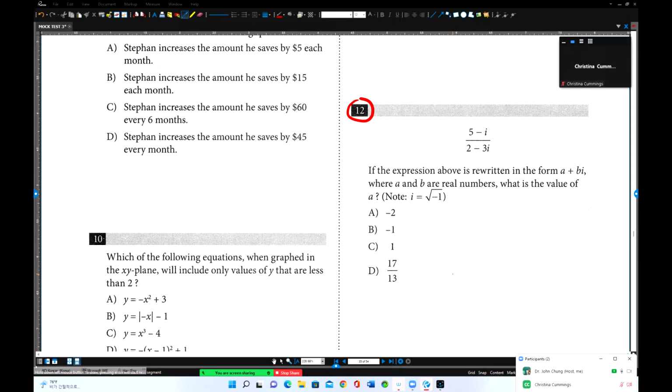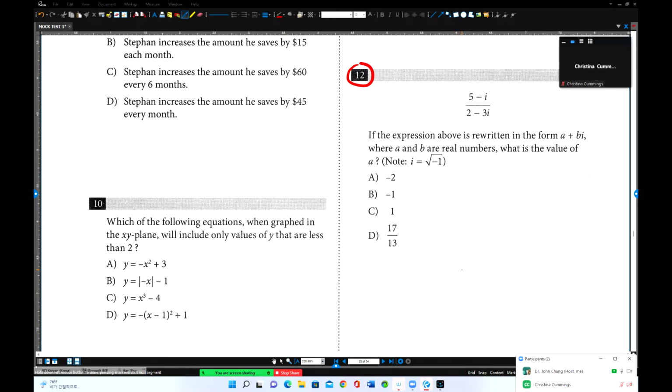All right, number 12 first. Okay, this is number 12. Now we have (5 minus i) over (2 minus 3i). We're going to express this in a plus bi form, the simplest form for a complex number. You can express this one as a plus bi.